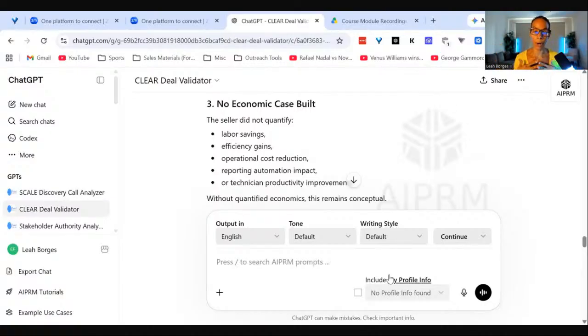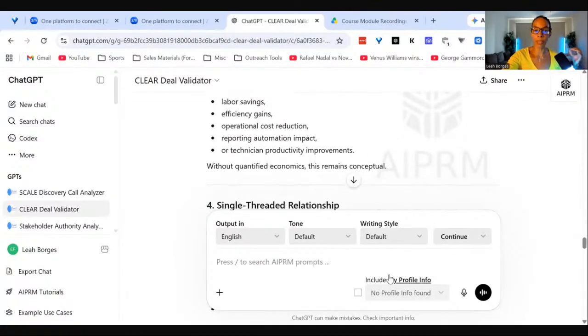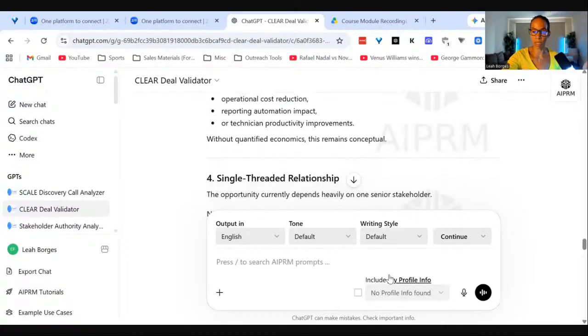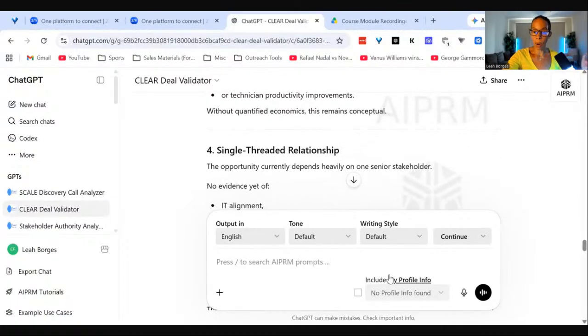And I find this a lot where I've had multiple sellers tell me that they are uncomfortable with talking about the commercials, but it's really, really important when your buyer's already talking about it. We need to start delving into it and talking about it. So this was completely missed. The seller didn't quantify labor savings, efficiency gains, cost reductions, these kinds of things. Without quantified economics, this is just talk. This is just a conversation. It's strictly conceptual and it's not even really real yet. So we're missing this within the conversation.